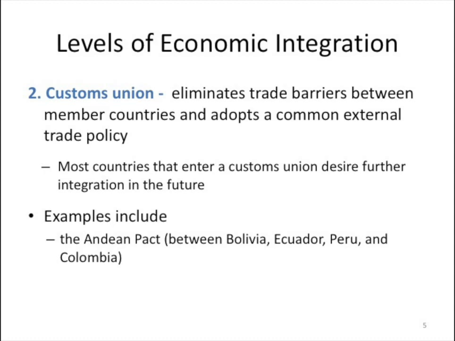Second one is customs union, and this eliminates trade barriers between member countries and also adopts a common trade policy with other countries. So, these countries that typically enter into these desire further integration in the future, and they're presenting a united front to the rest of the world. One of those examples includes the Andean Pact, which includes Bolivia, Ecuador, Peru, and Colombia.